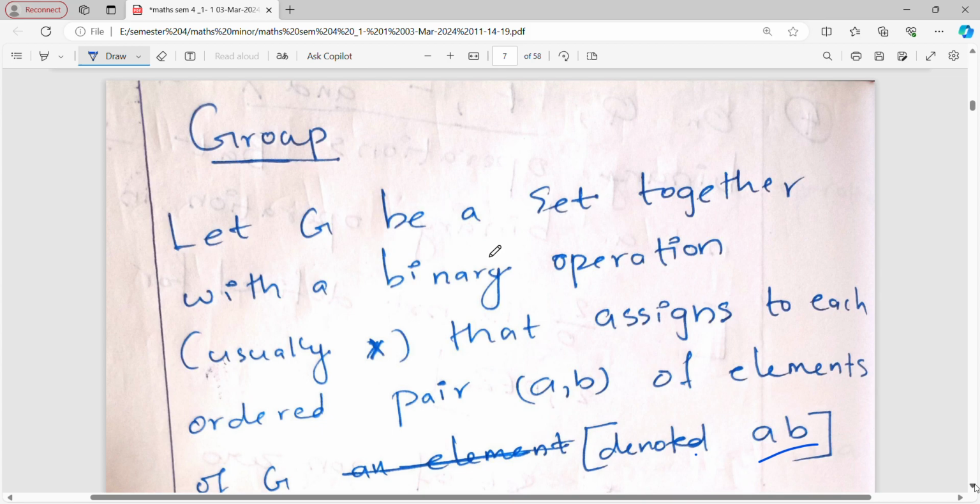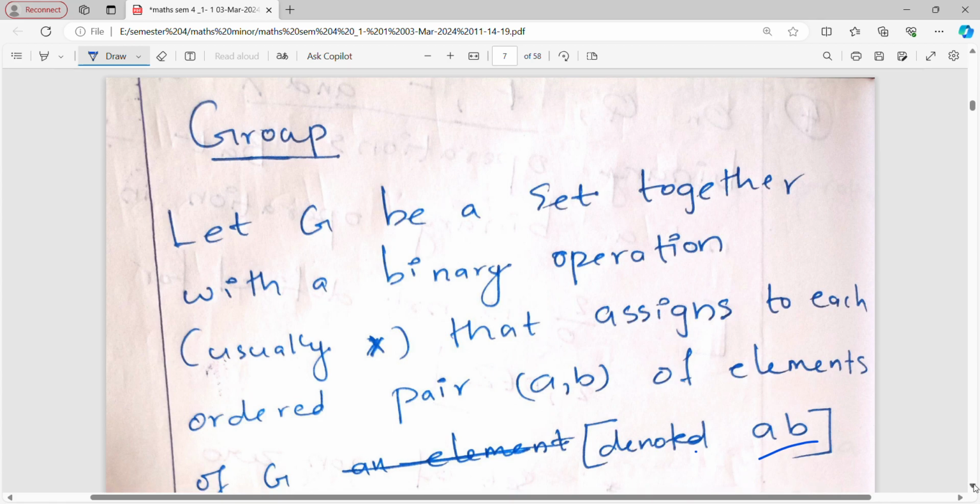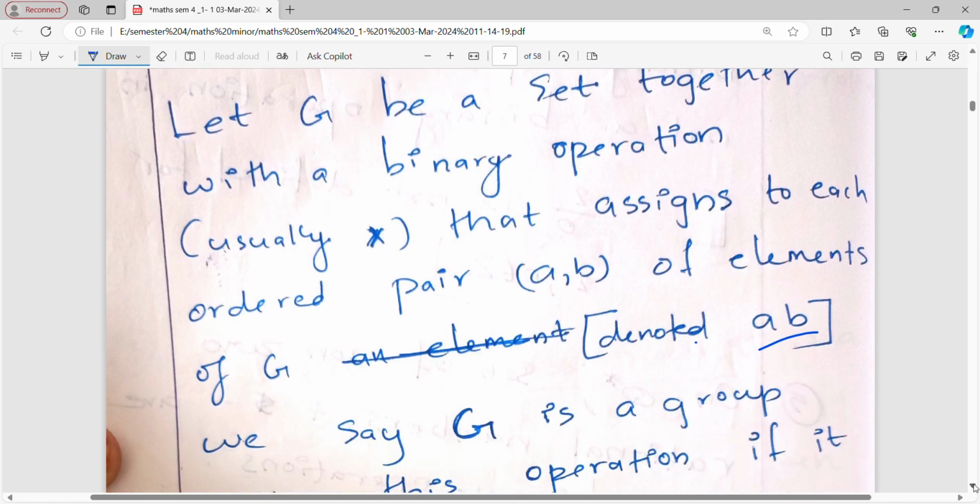Group. Let G be a set together with a binary operation that assigns to each ordered pair of elements of G. In the last class we had discussed what a binary operation is, how it is getting ordered pair, and all that. So here the set is G, elements are A and B, binary operation is usually multiplication. Okay, so AB will be denoted as AB.